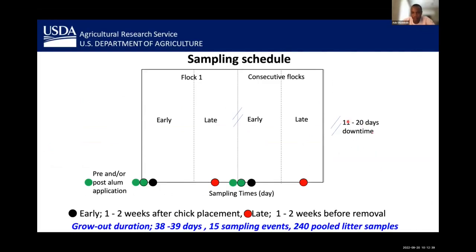For this study, the downtime, so the time when the birds were off before another flock arrived, was between 11 to 20 days. The grow out duration was between 38 to 39 days. So in total, we had about 15 sampling events and 240 pooled litter samples.